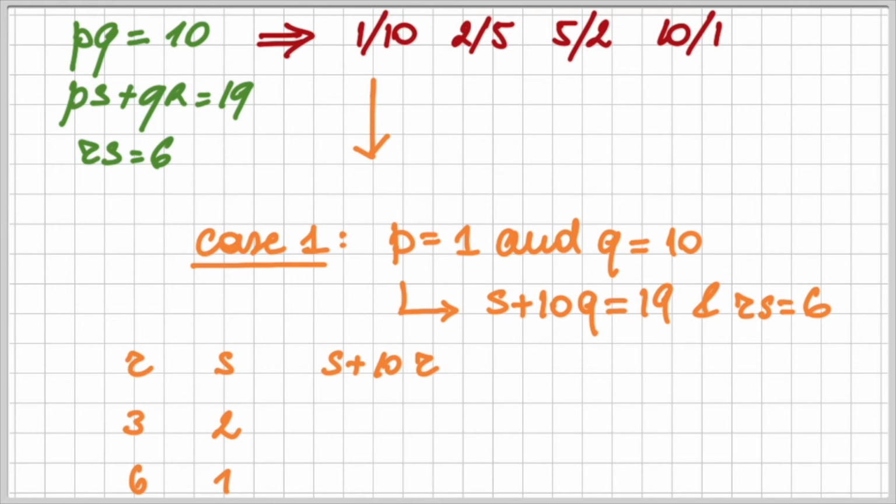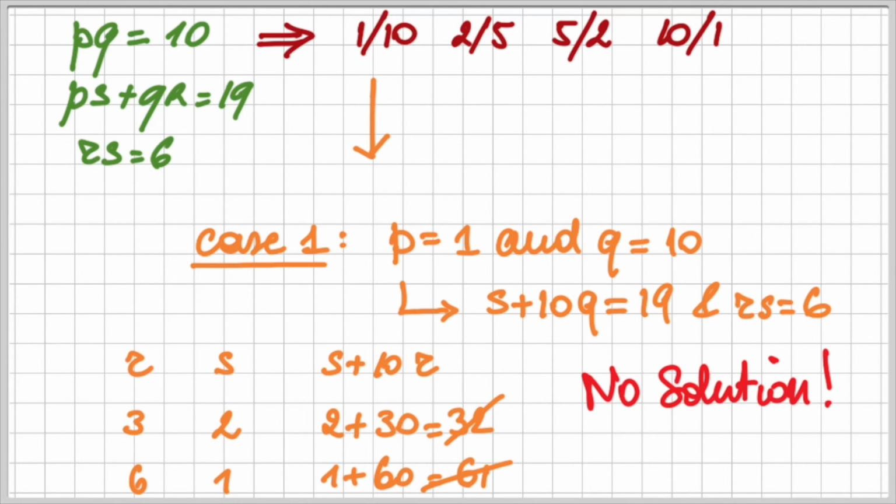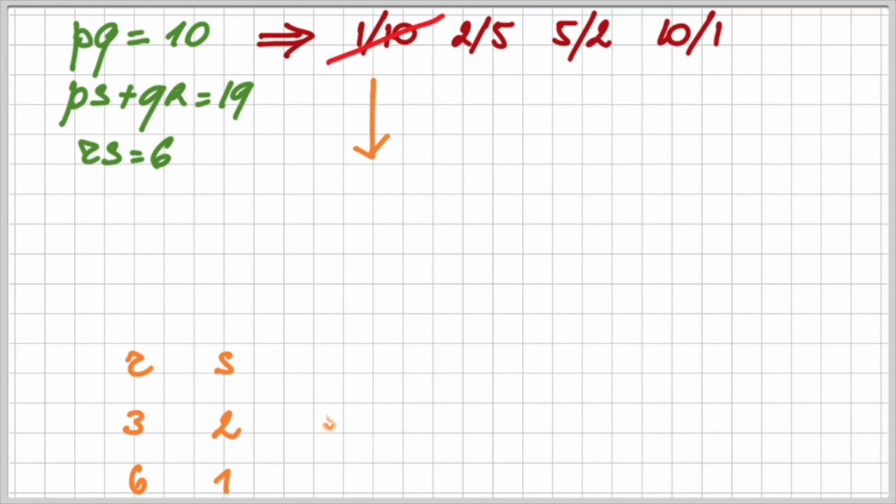So we start again. Now we have R and S, R, 3, 2, 6 and 1. And we do the calculation again. So we have 2 plus 30 is 32, also not correct. And 1 plus 60 is 61, which is also not correct. So basically case 1 when P is equal to 1 and Q is equal to 10 does not give us a possible solution. And now we have to go to the second case. So basically we continue until we find a solution. So the first combination we can scrap. And we go to case 2.